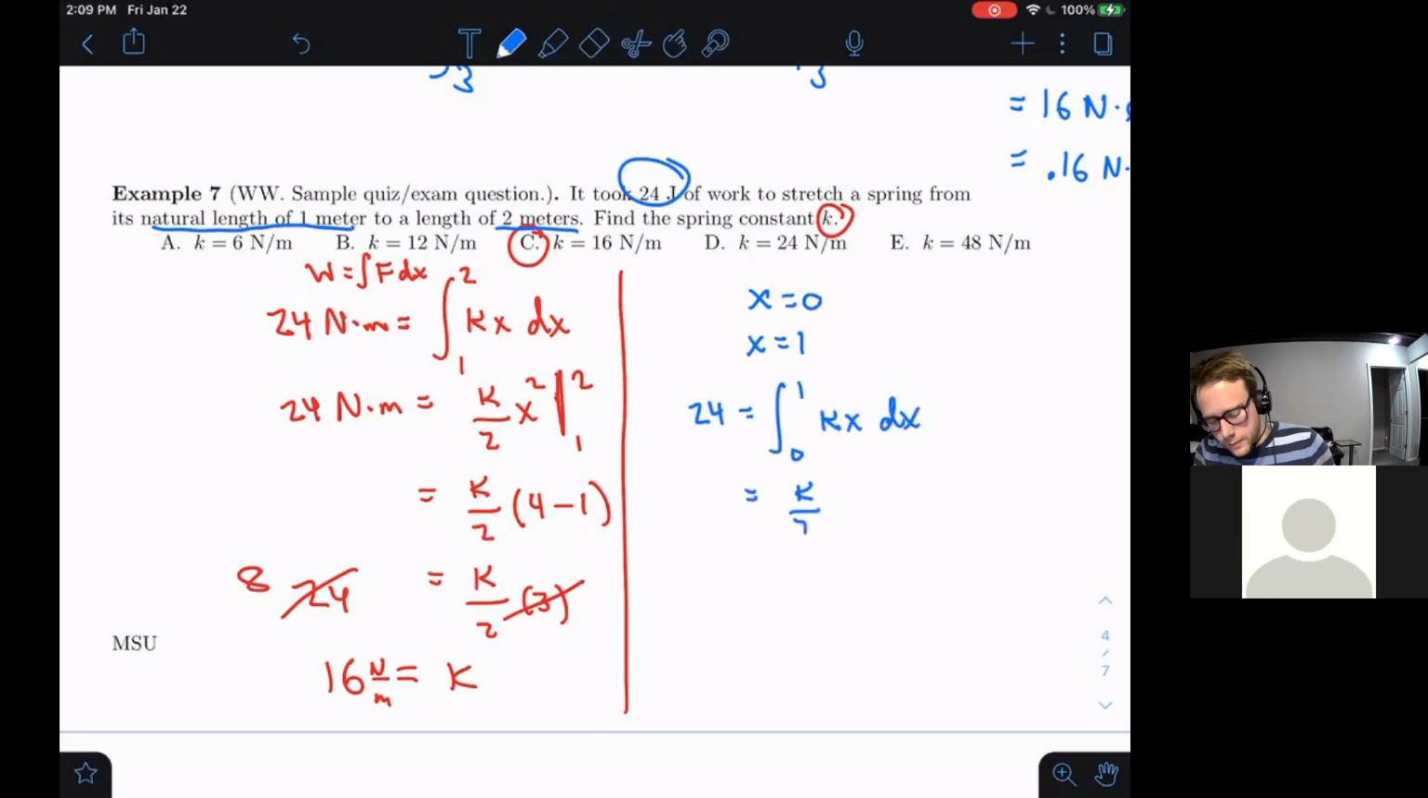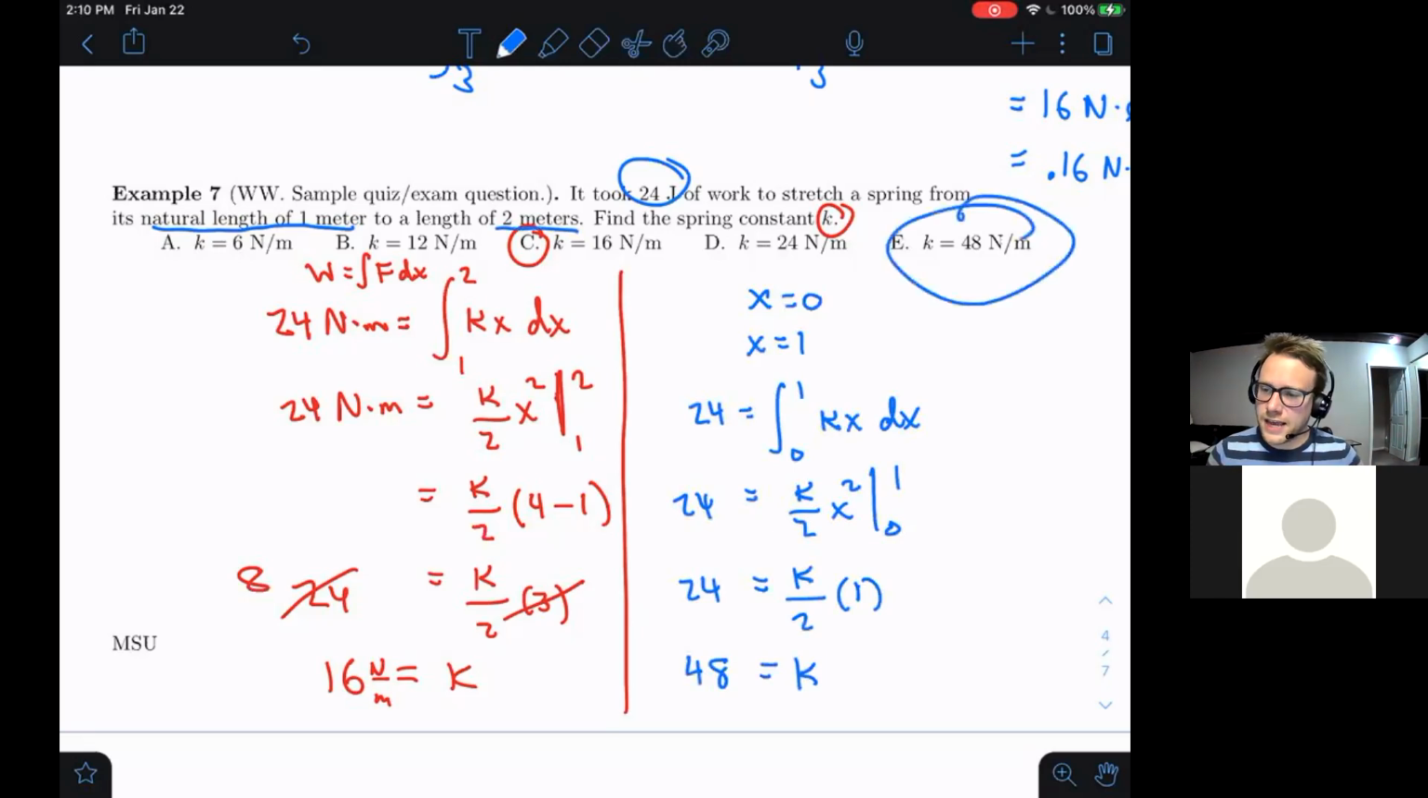And when you do this, plugging in 1, plugging in 0, you just get 1. And so you get K is equal to 48 Newton meters. So the actual answer is E in this case. So as several students pointed out, yes, reading the questions carefully and slowly is sometimes critically important with stuff like this. Remember, x is, again, not the actual length of the spring, but the distance beyond the spring's natural length.